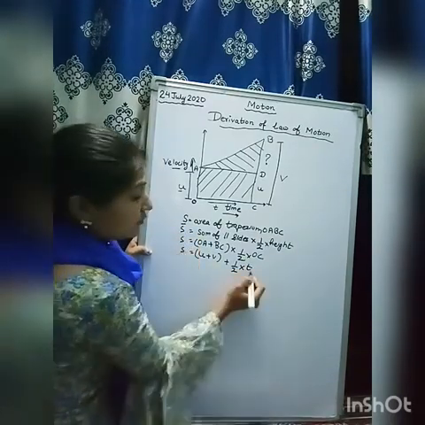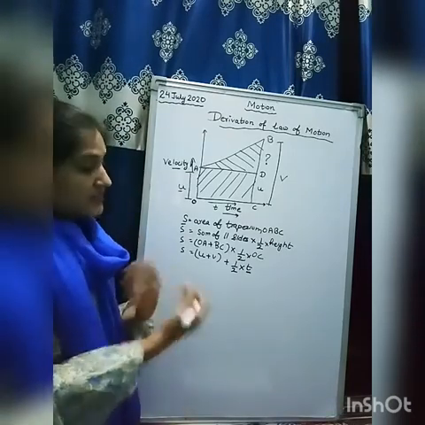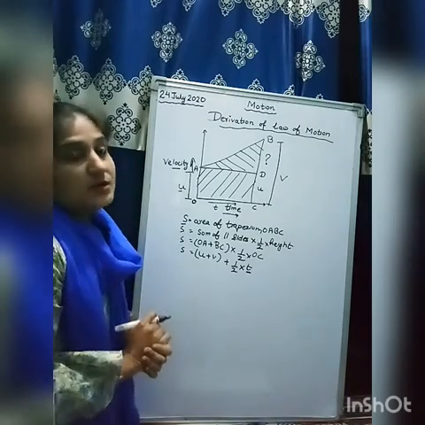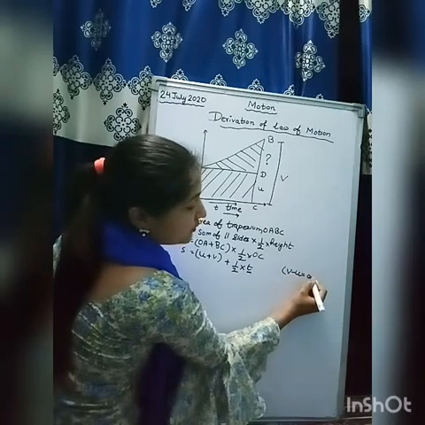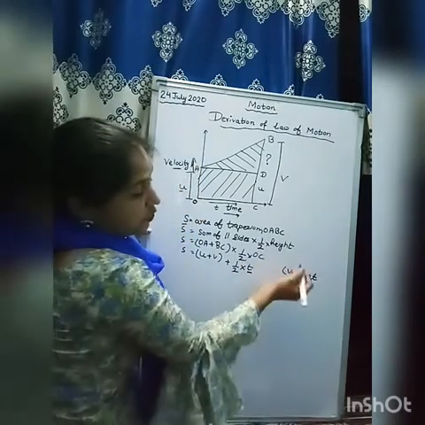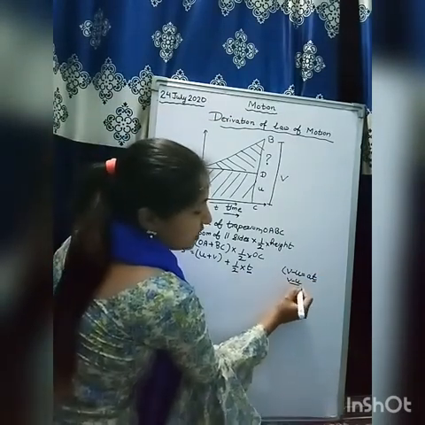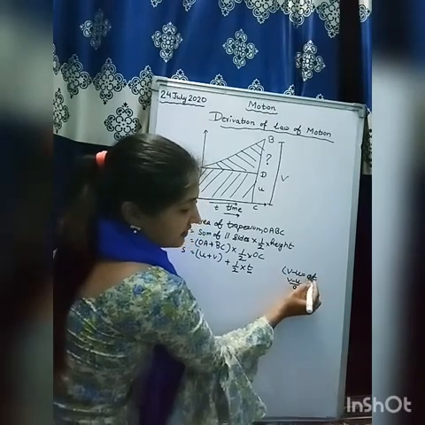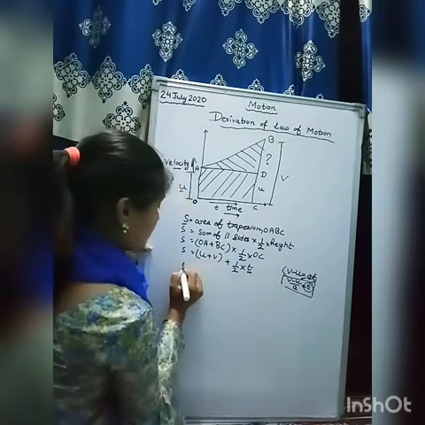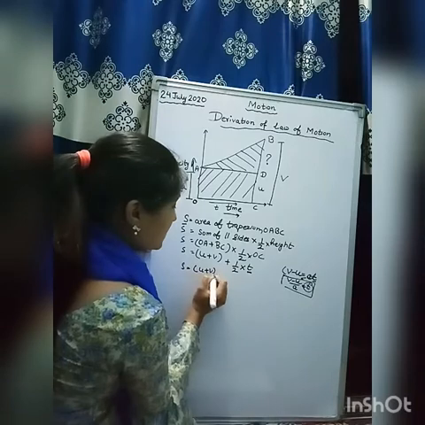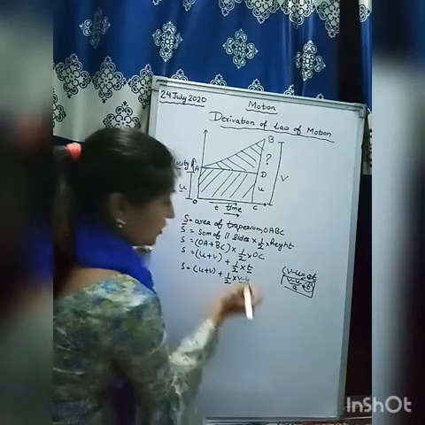Now we have to put the value of T here. From where do we get the value of T? Let us recall the first equation of motion. The first equation of motion is V minus U is equal to aT. So if you want to take out the value of T from here, it becomes V minus U upon a is equal to T. Okay. Now we will put the value of T here. So S is equal to V plus U, half into V minus U upon a.